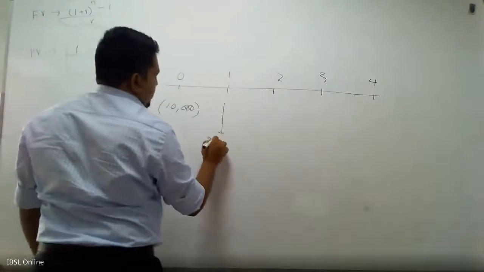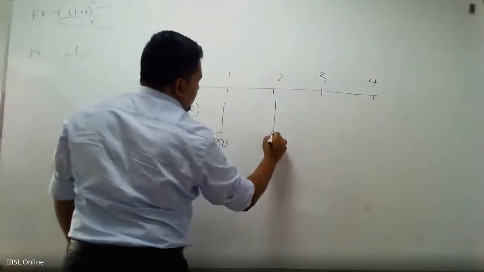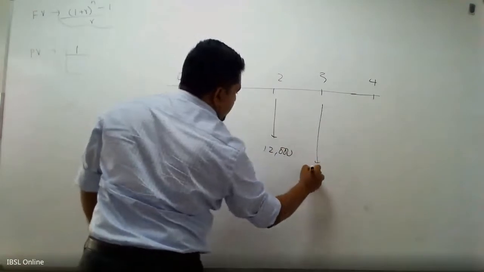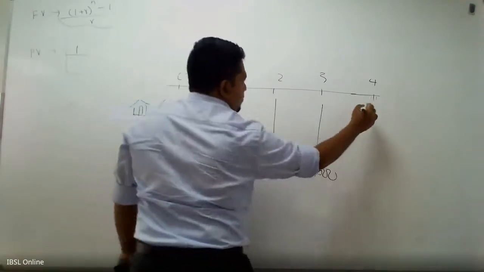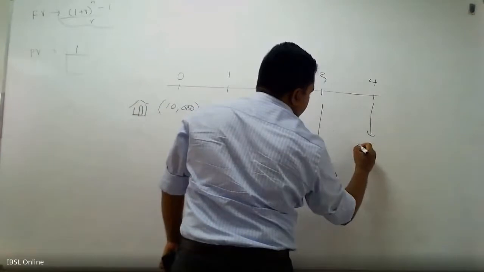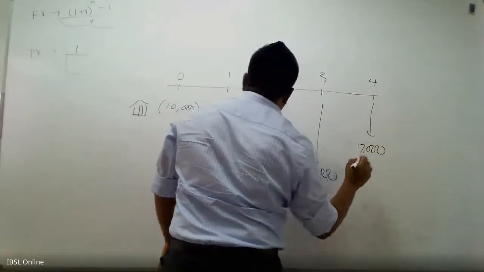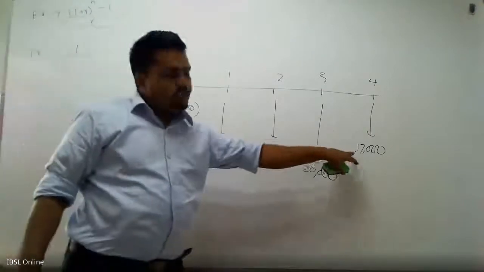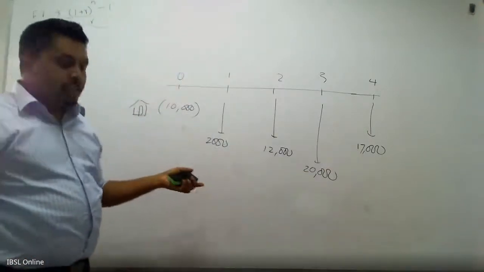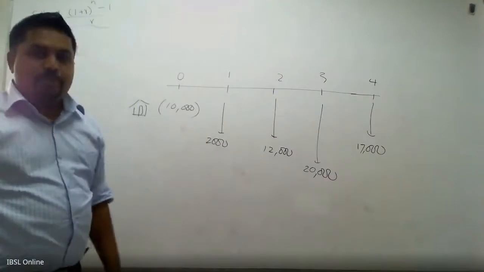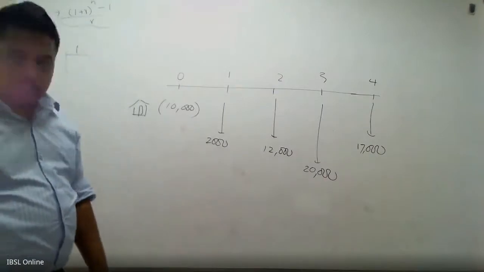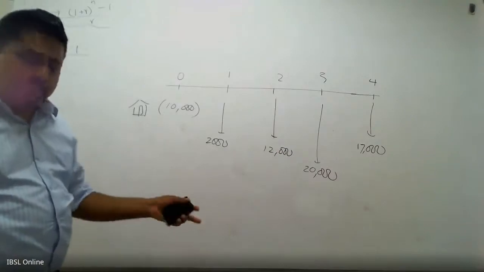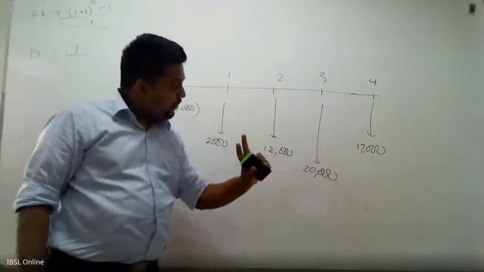First year I'm going to get 2,000 rupees. This is 12,000 rupees. This is 20,000 rupees. Last year, the project is closing, 17,000 rupees, and I'm going to sell this machine also. Now these different cash flows are going to occur in future time periods. How do we know this? This could be estimated by cost accountants, by analysts, by financial evaluators. Anyone could decide these cash flows.